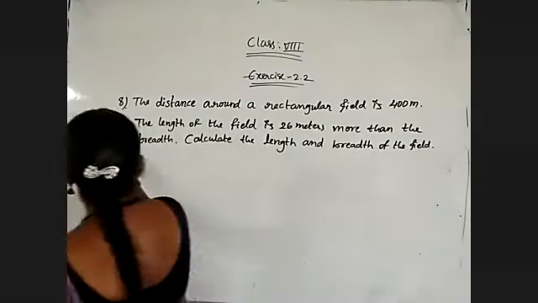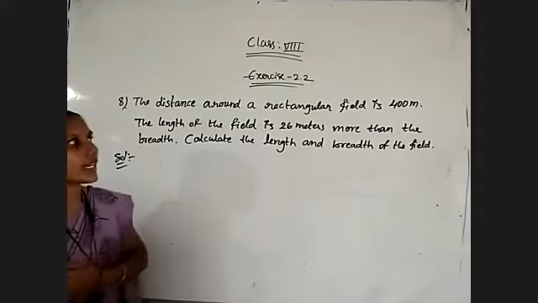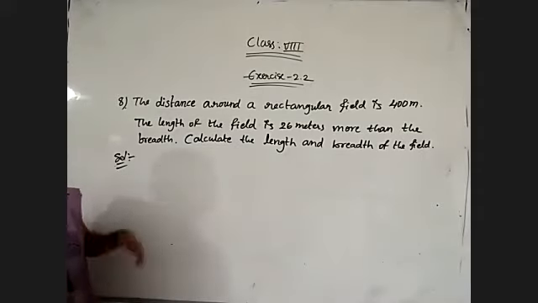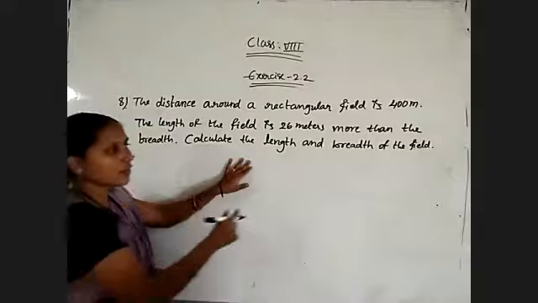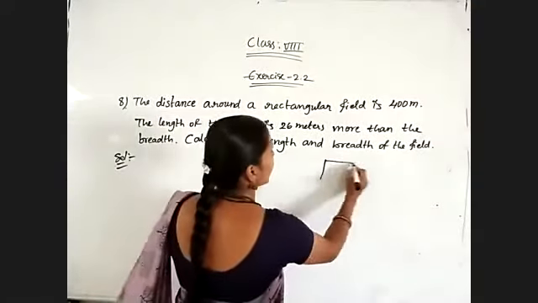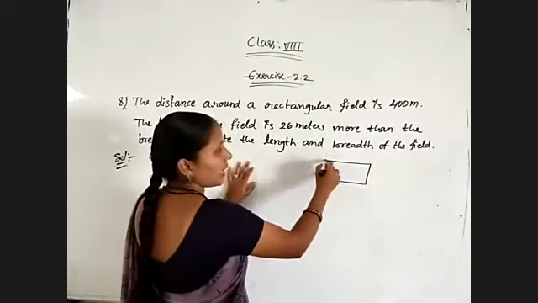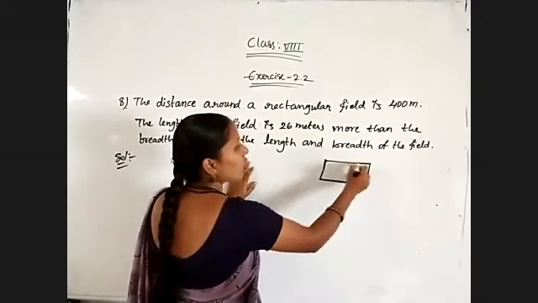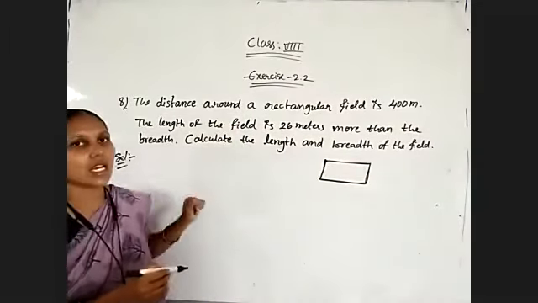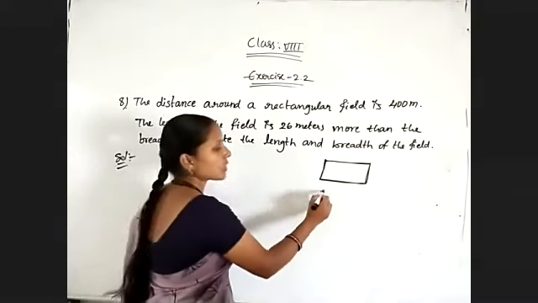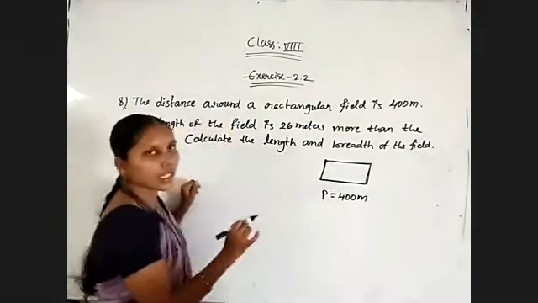Okay, observe the question now. The distance around a rectangular field is 400 meters. So, around the field, first of all, which shape? That field is in rectangle shape. Distance around is nothing but total boundary length. Total boundary length is nothing but what? It is the perimeter. So, the perimeter of this field is equal to 400 meters, given in the question.